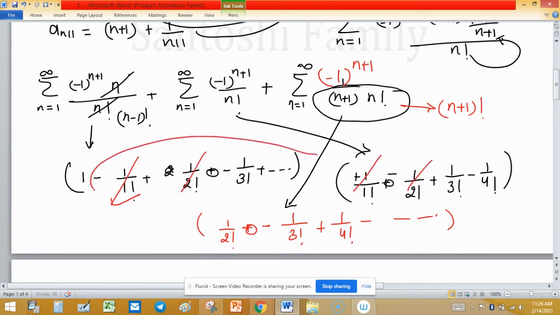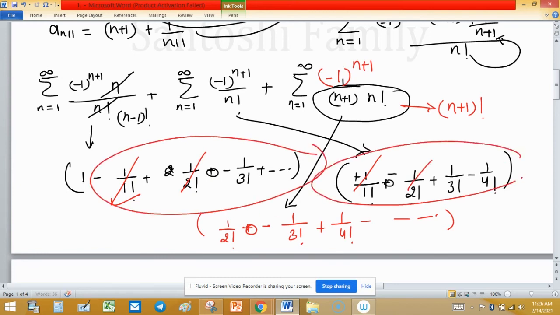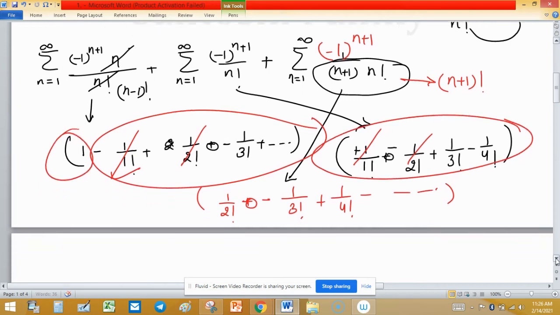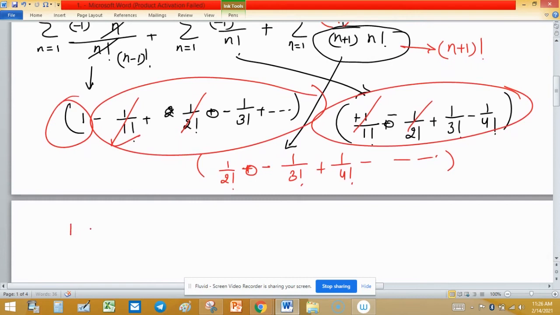So all these terms cancel out by this term. Only the first term will remain here and this one also. So 1 plus 1 upon 2 factorial minus 1 upon 3 factorial plus 1 upon 4 factorial and so on. This is 1, and what is this?